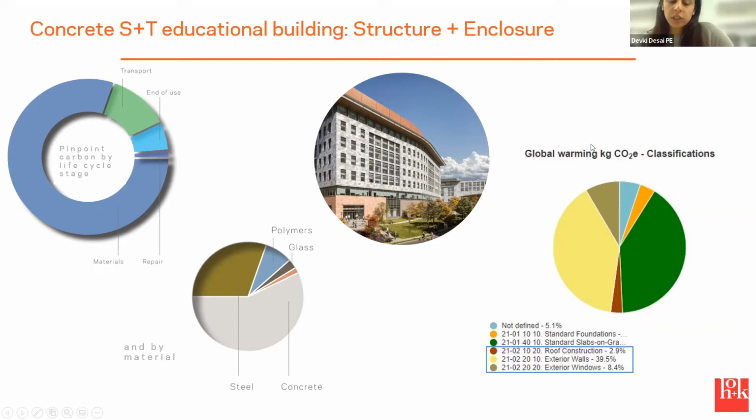The roof construction, exterior walls and exterior windows all comprise the facade of the building, and everything else is the structure. So you can see that the carbon for this project is split 50-50 between structure and enclosure. And I think that's not what anyone would really guess going into a project. I think one would think the lion's share would be in the structure, and then maybe the facade would be 25%, but it's really 50-50.